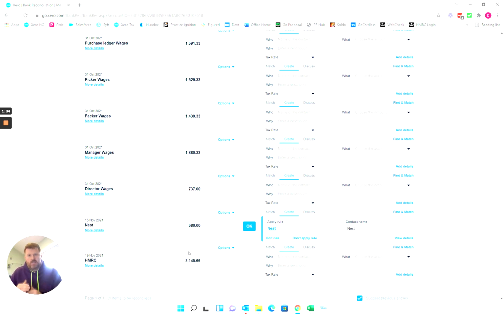It's also important in your chart of accounts, and we'll show you this later, to make sure that you're itemizing those out and splitting them so they're shown in the correct part of the profit and loss, so you get a good idea of how your business is performing and what your staff are costing you to run your business.